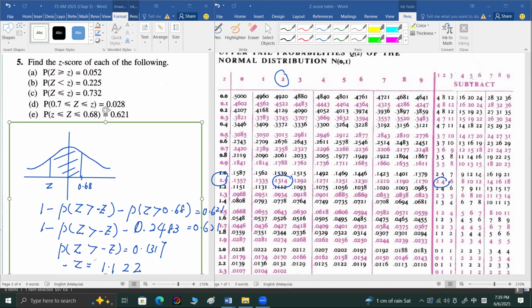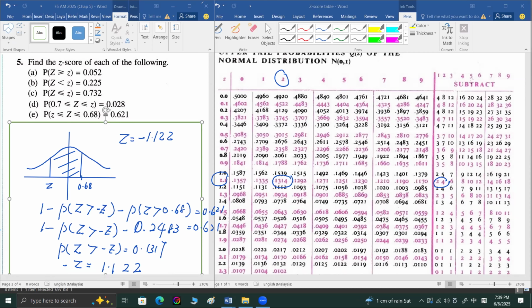And understood that the Z is negative, right? Here you shift the negative here. So Z is negative 1.122. Okay, got it, class? A bit confusing, right? But can follow or not? Is it okay? Can follow in the class? If you can't, I show you more examples. So let me know whether you can follow in the class.